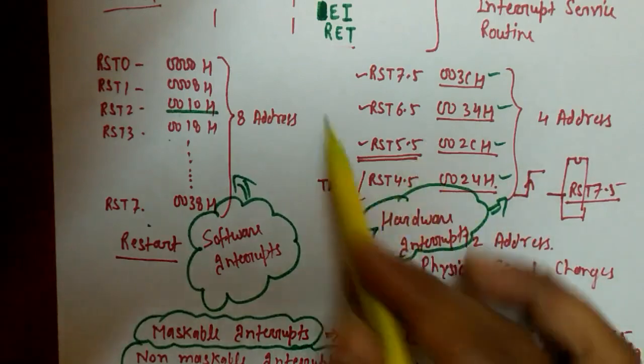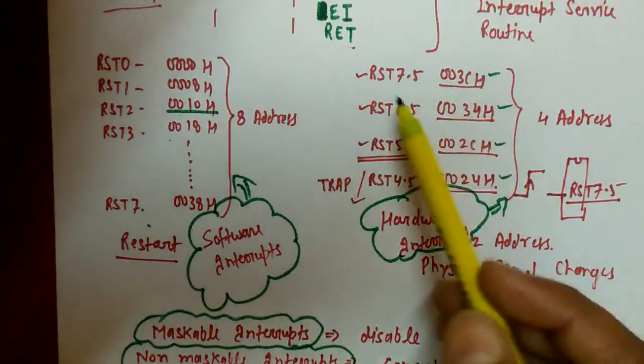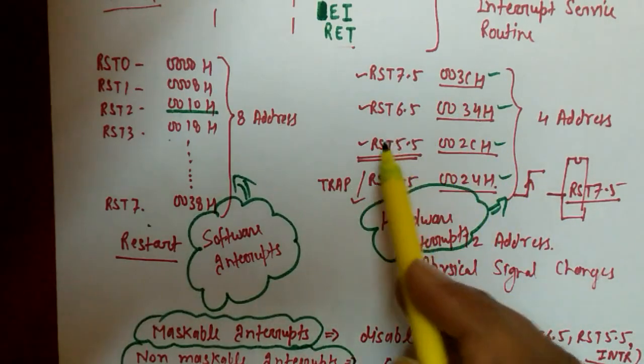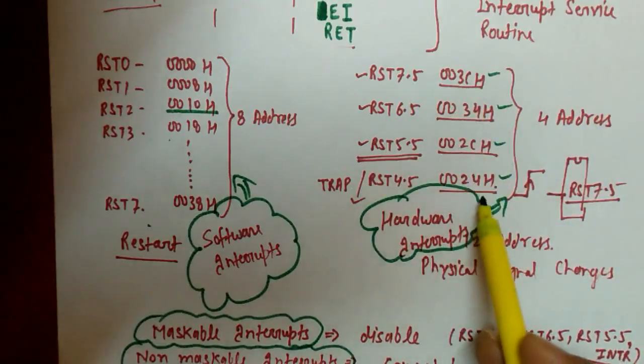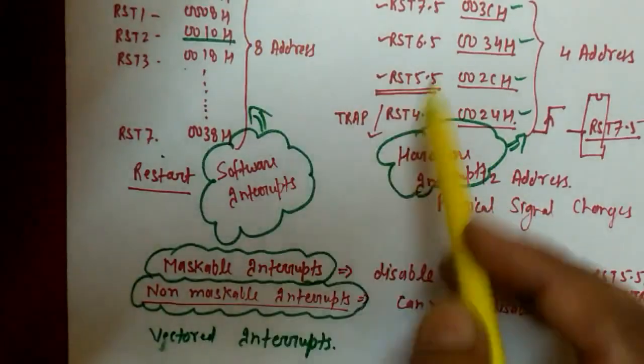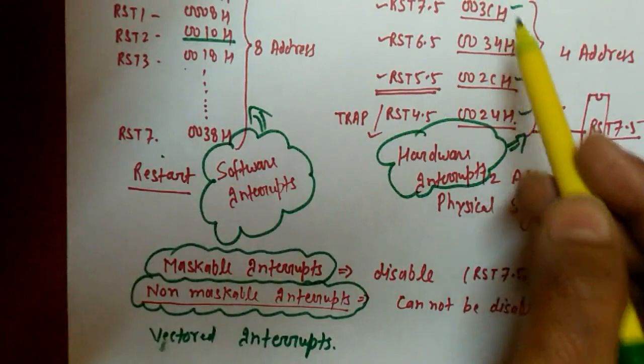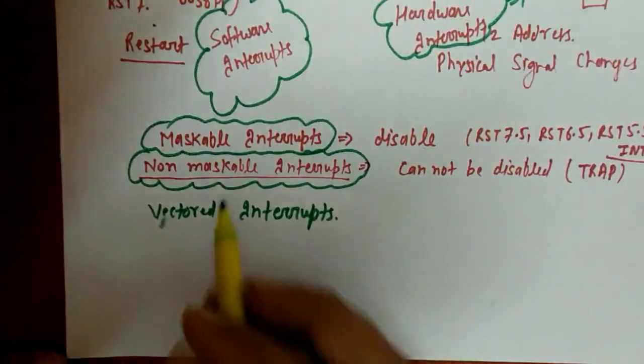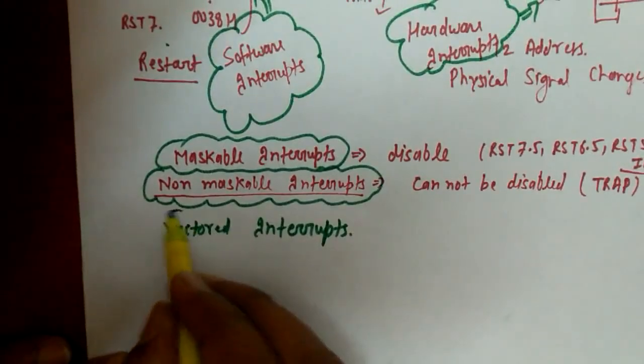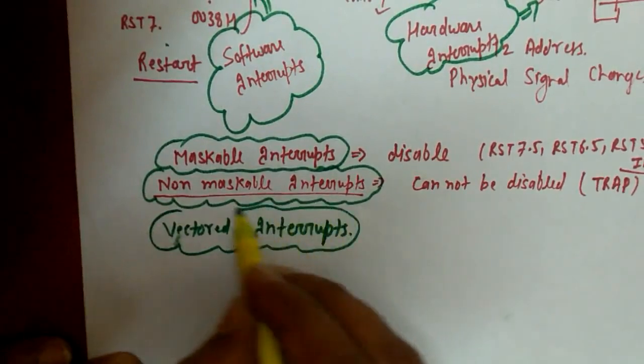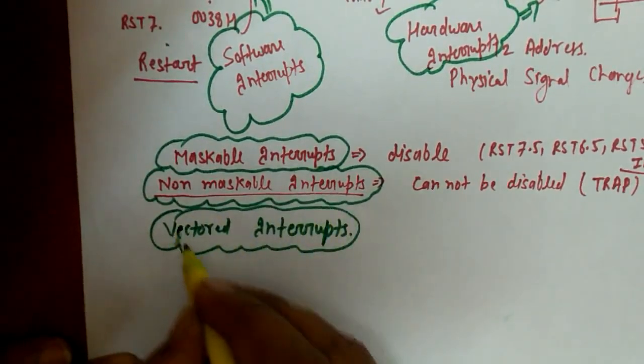Okay, so if these type of signal changes are occurring at these pins, then the microprocessor will jump to these addresses. Because the microprocessor knows where the service routine is, that's why it is called vectored interrupts. All right, and now what is a non-vectored interrupt?